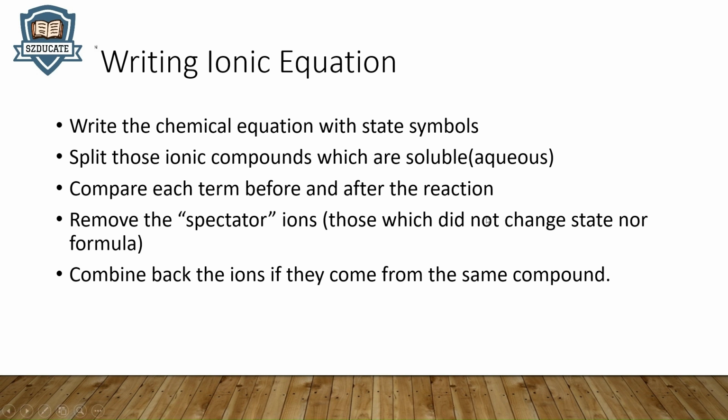After you have removed all the spectator ions, you are left with your ionic equation. And those ions which came from the same compound, you combine them together. If they do not come from the same compound, you just leave them as they are in ion state. So, now I know it's a bit hard to visualize, so we're going to do a few examples. We're going to do 3 examples.